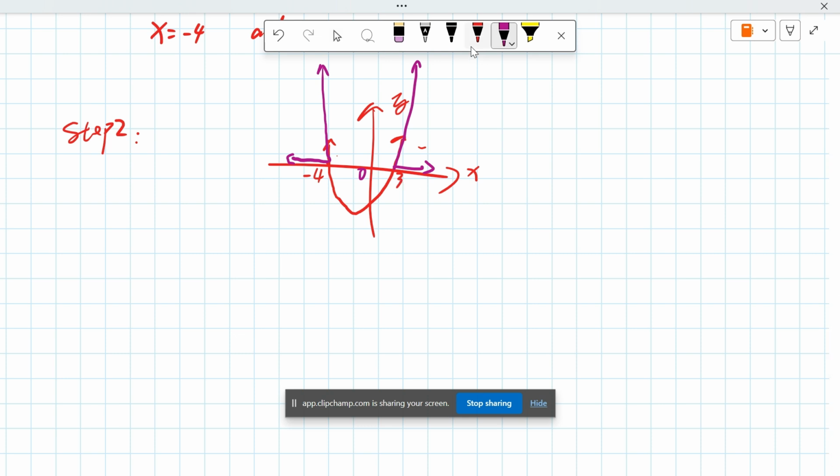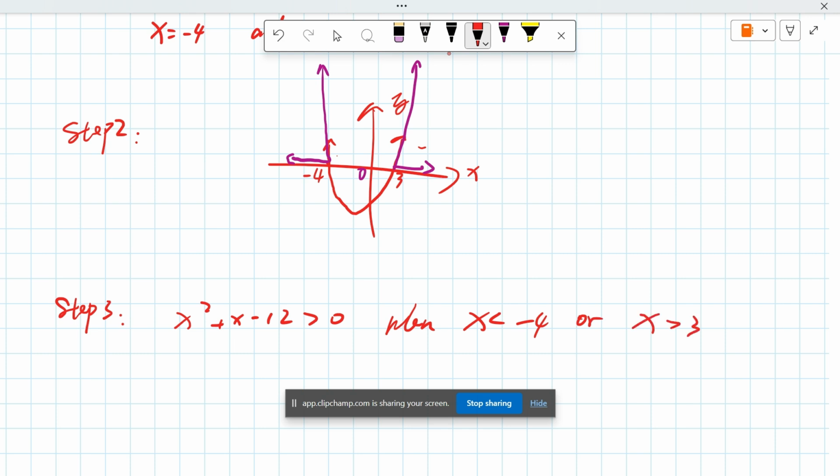Then step 3, from the graph we can say x squared plus x minus 12 is greater than 0 when x is less than minus 4 or x is greater than 3. So this is your answer.